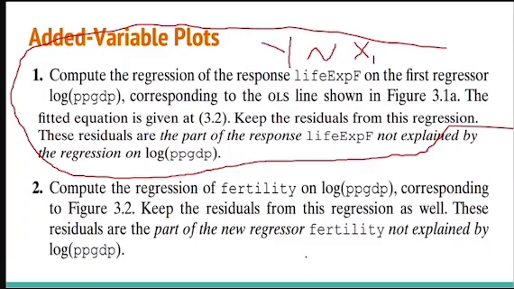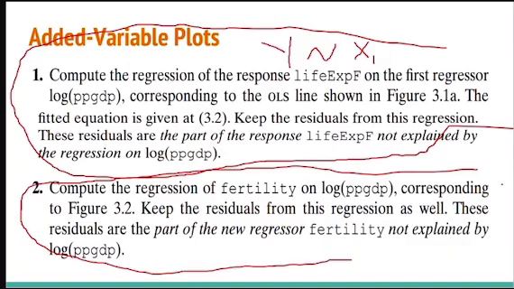Now, I'm going to go into another scenario. In this second scenario, what I'm going to do is regress the new variable x2, and I'm actually going to regress that on x1.